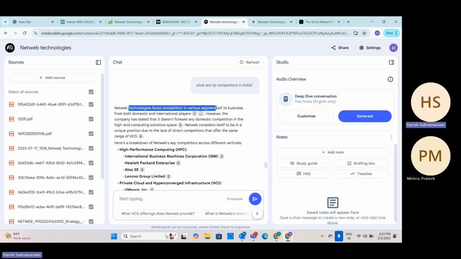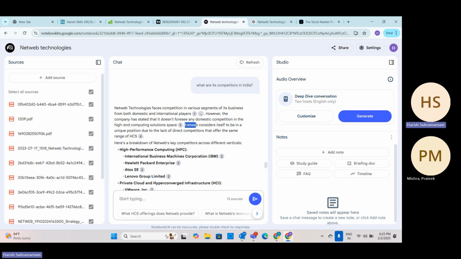Okay, so who else is competing against this company? Netweb faces competition in various segments from both domestic. However, the company has stated it doesn't foresee any domestic competition in the high-end computing solution space. So this is a huge positive. So the company has a lot of clients. A lot of clients are adopting the company's products, but it doesn't have any domestic competition in the high end.